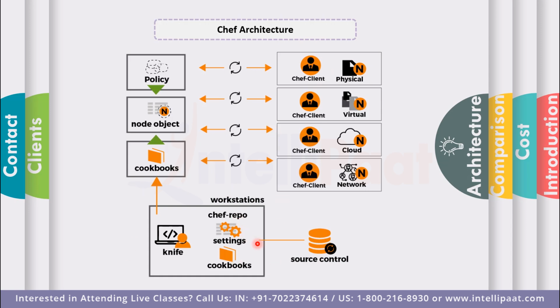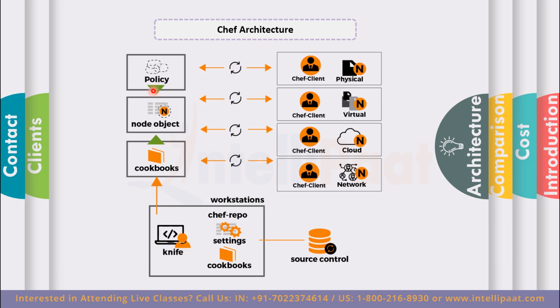You have the settings, you have your cookbooks, and you can upload your cookbooks. You also have the knife CLI from which you can push the cookbooks, and once you push it, you can run the recipes onto these client nodes. You can see there is communication between them. Over here you have the node object and the policies. The node object has the run list of what has to be run on the client nodes.